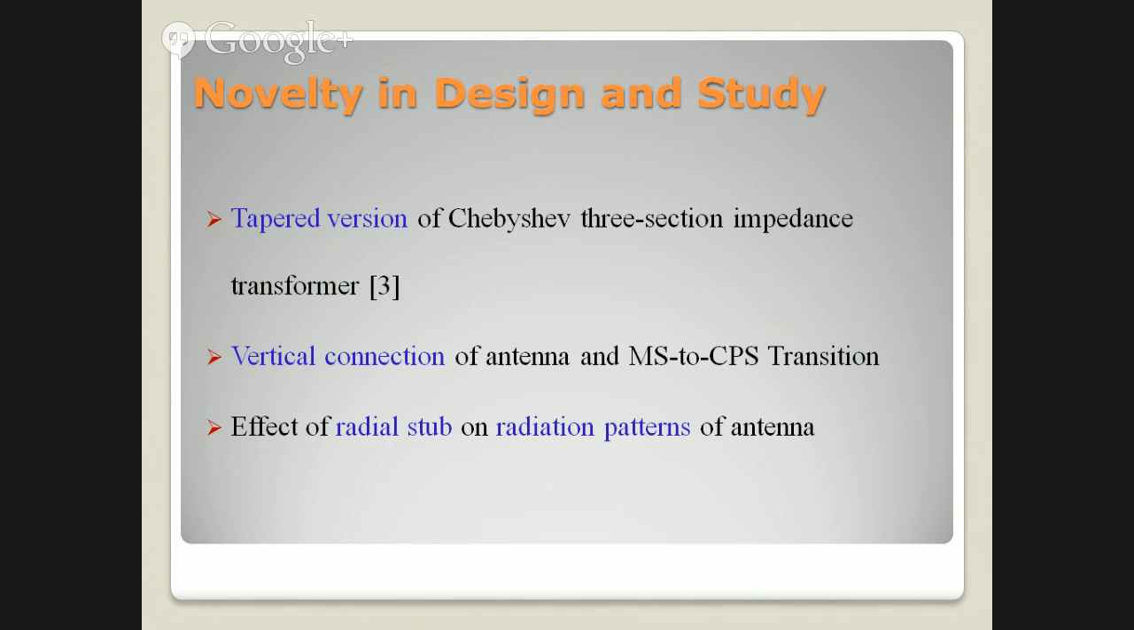The novelty, I can say, is the tapered version of the Chebyshev 3-section transformer design and the vertical connection of the antenna and the microstrip to CPS transition. After that, the effect of this radial stub on the radiation pattern of the antenna is shown here.